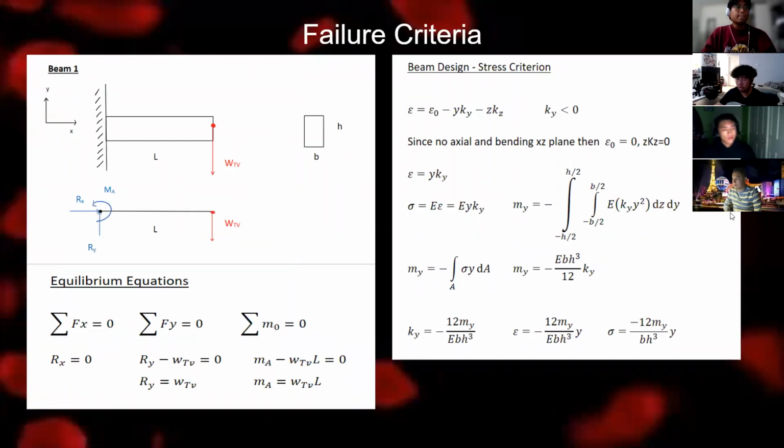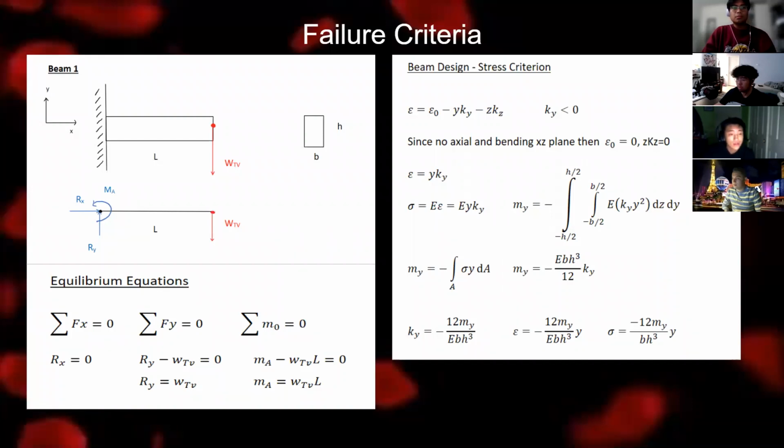So for our failure criteria, we need to look at the moment stress that's induced by the weight of the TV. As shown in beam 1, we modeled the beam as a cantilever beam, and we can then break it down into reaction forces. As shown in beam 1, we can see that there are both vertical and horizontal reactionary forces and a moment produced at the base.